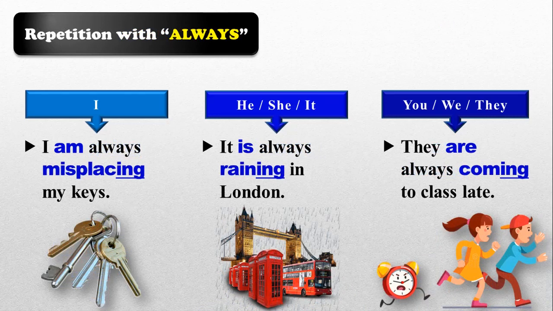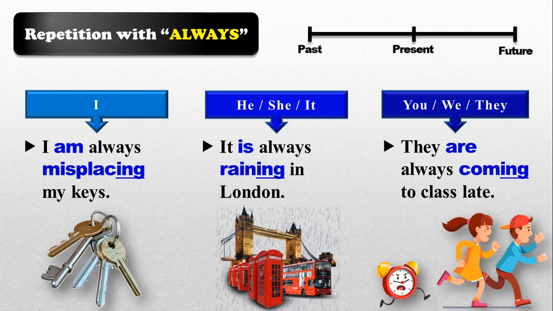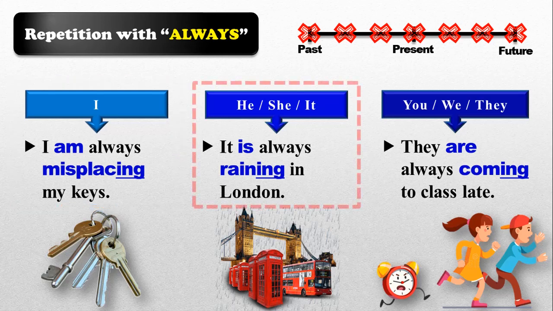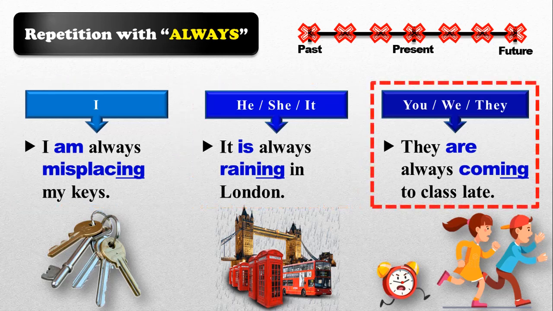You can also use present continuous tense for repetition that uses the word always. This simply means the event happens all the time, whether it is past, present, or future. For example, I am always misplacing my keys. It is always raining in London. They are always coming to class late.